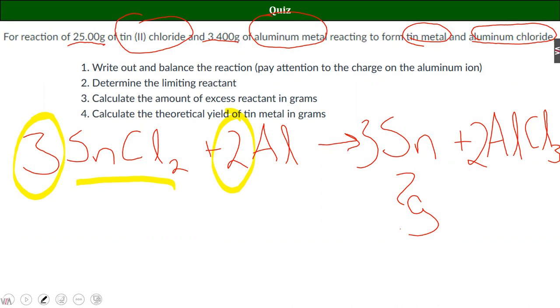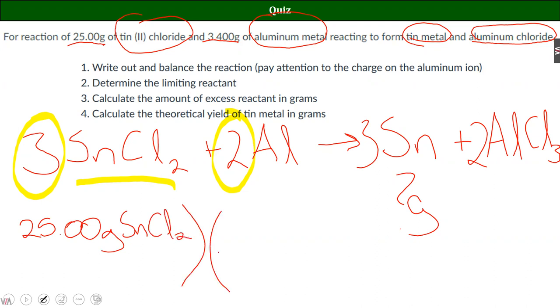So when we want to put these in moles, I think this winds up being 188.